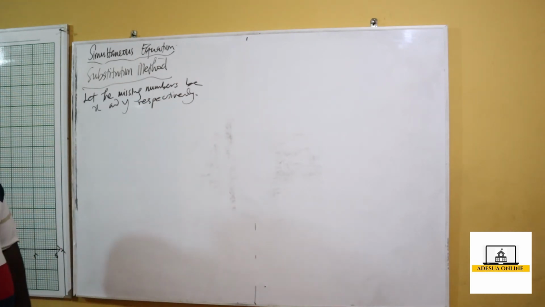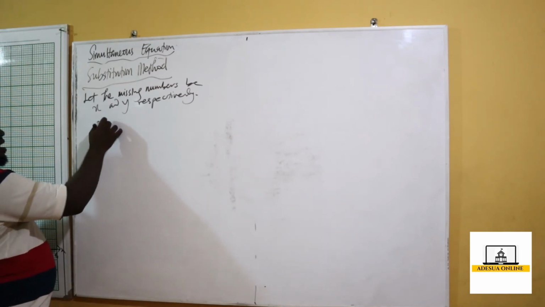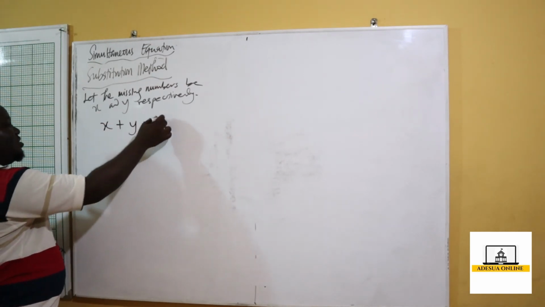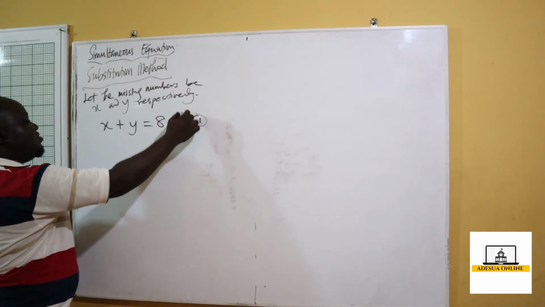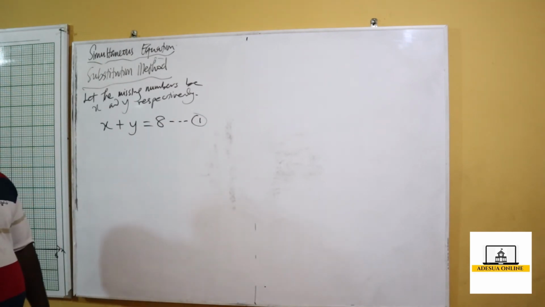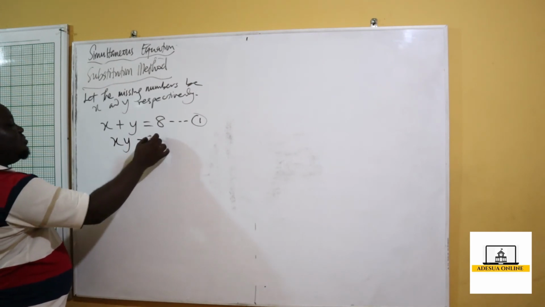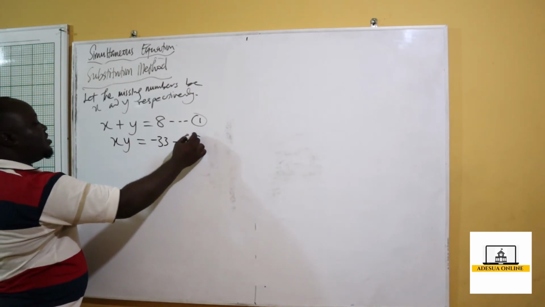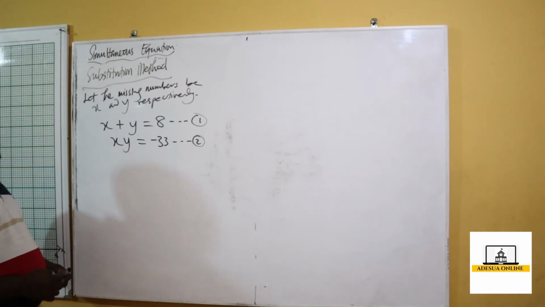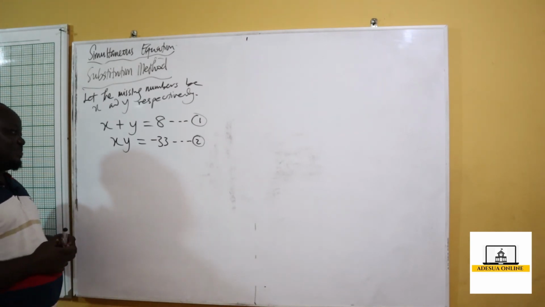Now we are saying that the sum is 8, so x plus y is equal to 8. We call this equation 1. And their product is minus 33, so their product xy is equal to minus 33. We call this equation 2. Now we are supposed to find the values of x and y.